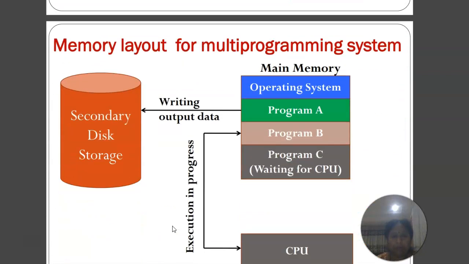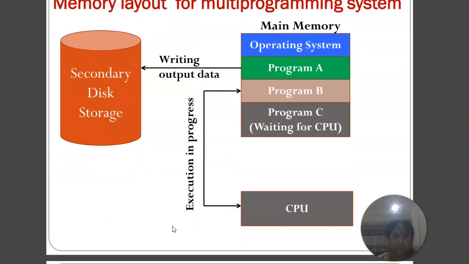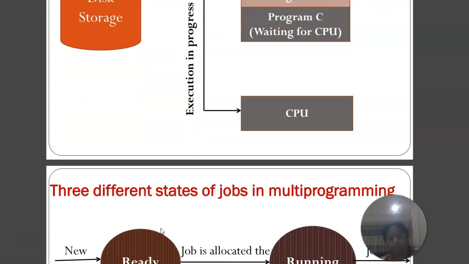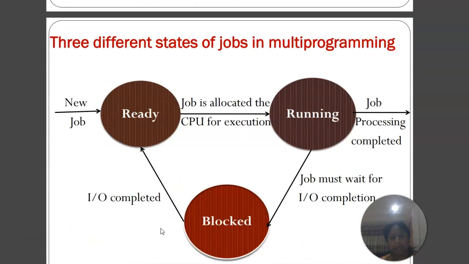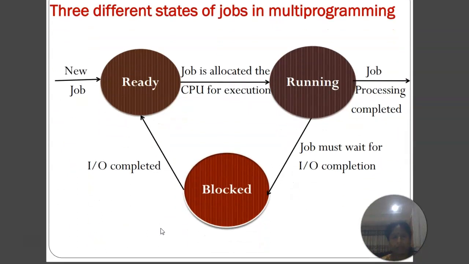The memory layout for the multiprogramming system. There is the main memory in which the operating system is residing, and there are a number of programs waiting for the CPU execution. And when the program finishes, the CPU will attach those programs to the secondary storage devices. Three different states of a job in multiprogramming: there is a ready queue, running queue, and the blocked queue.